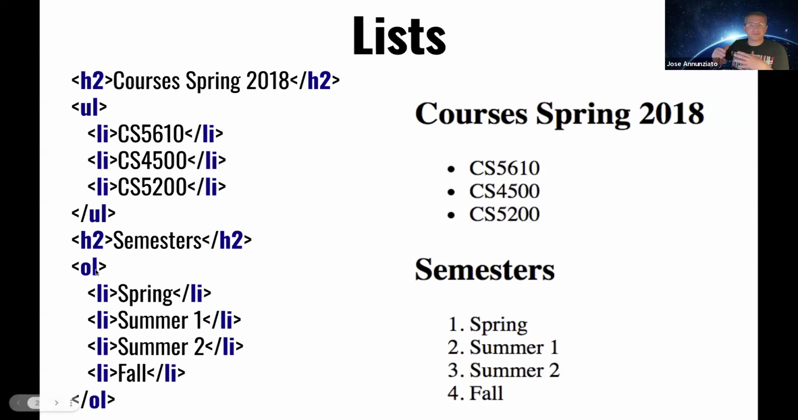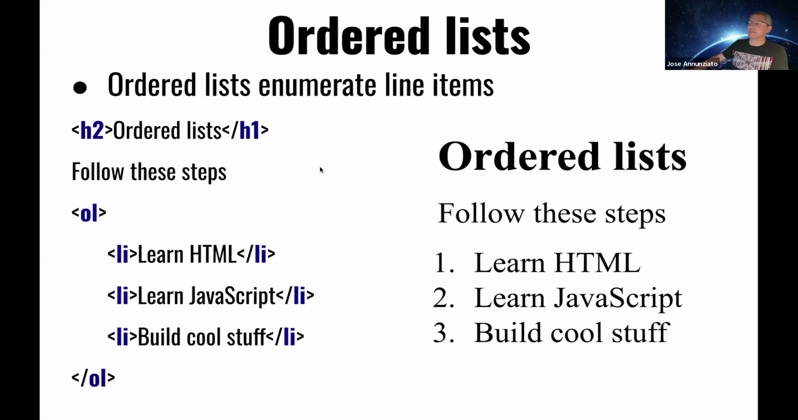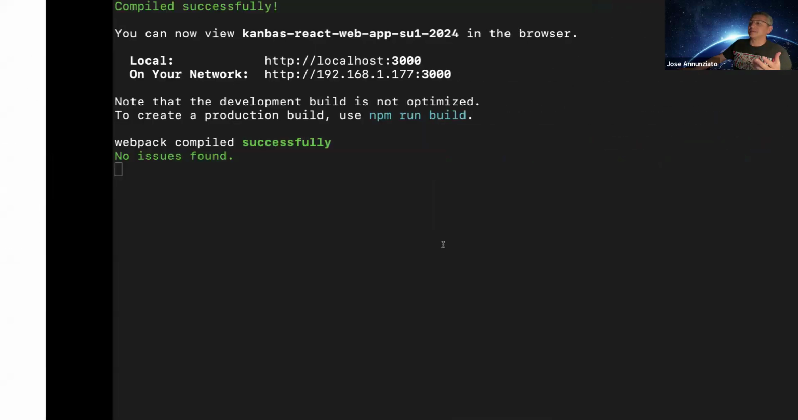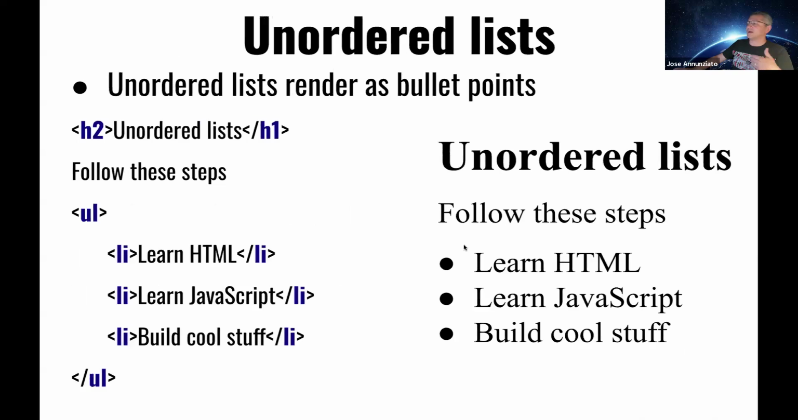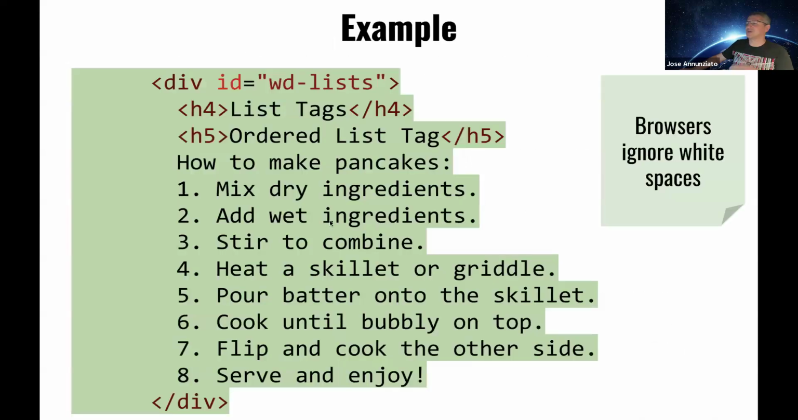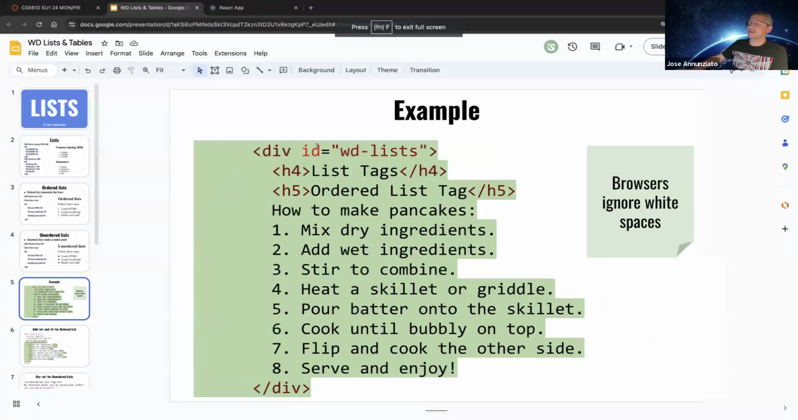So unordered lists are useful if you're rendering things that you don't care to render in any particular order. If you want to display things that are in a specific order, you use ordered lists, and then the line items 1, 2, 3. And so here's an example of ordered lists, for things that you want to follow in a particular set of steps. You want to learn HTML, JavaScript, build cool stuff. And unordered lists, if you don't care about the order. So here's an example of that.